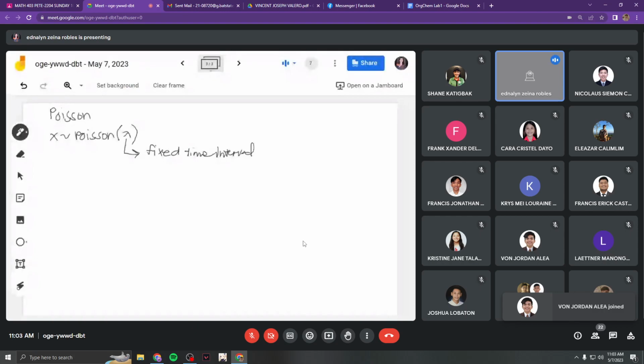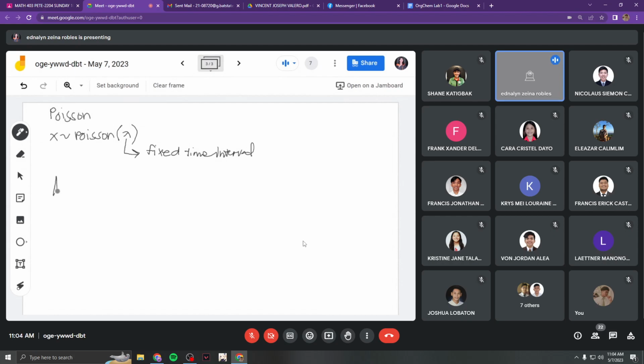Fixed time interval means, for example, from 0 to 30 minutes, how many students are passing by in the lobby, or how many students are going to the faculty room to talk to their instructor. You can get that by using Poisson probability. So X follows Poisson given the lambda, and lambda is the fixed time interval.